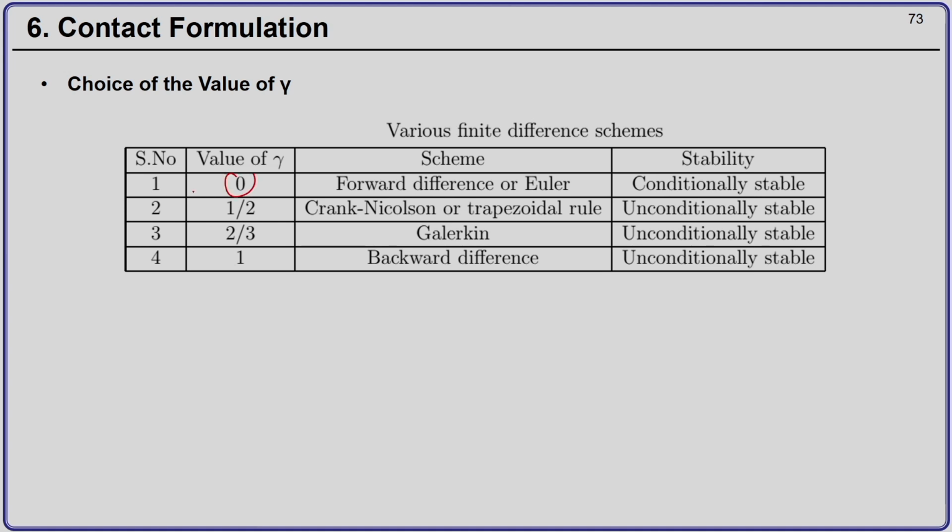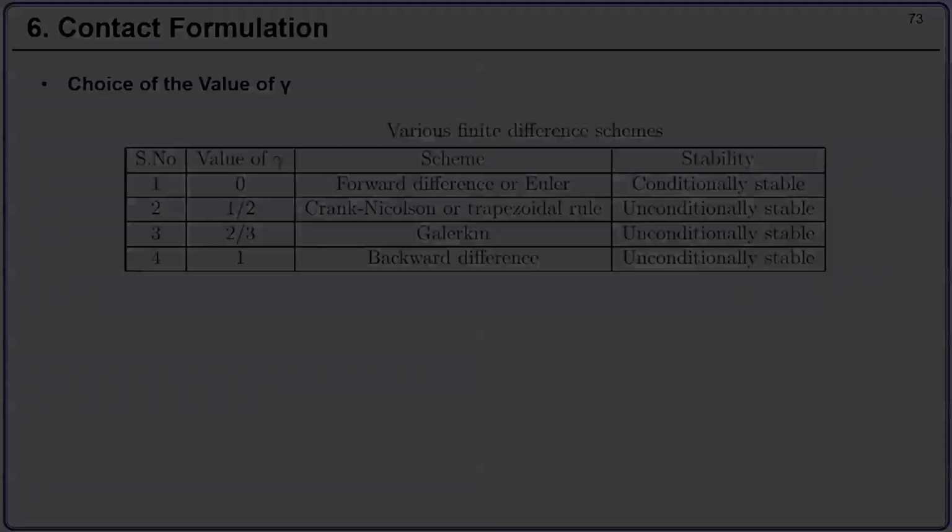Now, there are different values of gamma that one can choose. If you choose gamma equal to 0, you get what is called the forward difference or the Euler method, and this is an explicit method which is only conditionally stable. For gamma 1 by 2, you get the Crank-Nicolson or the trapezoidal rule, and this is unconditionally stable. Gamma 2 by 3 gives you the Galerkin method, and gamma 1 gives you the backward difference method. The last three are all unconditionally stable, while the first one, gamma equal to 0, is conditionally stable. It depends on the delta t that you choose.